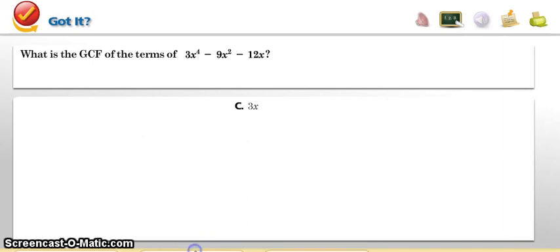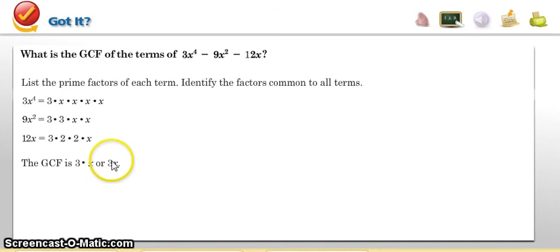All right, so the solution to this is C. The greatest common factor is 3 for our coefficients, and then they only have 1 x in common. So 3x is the GCF.